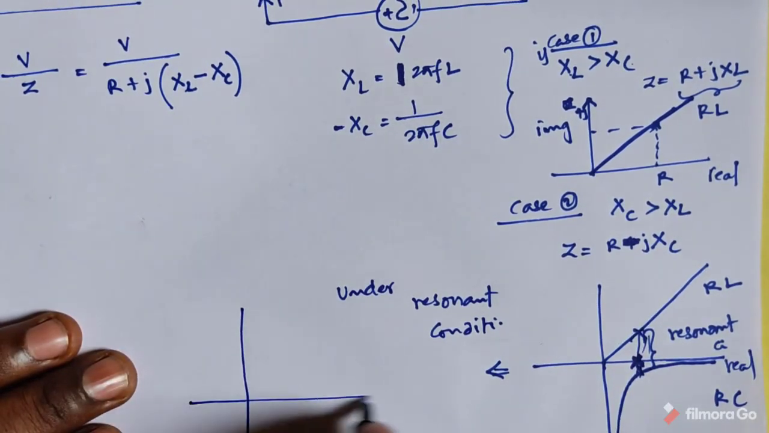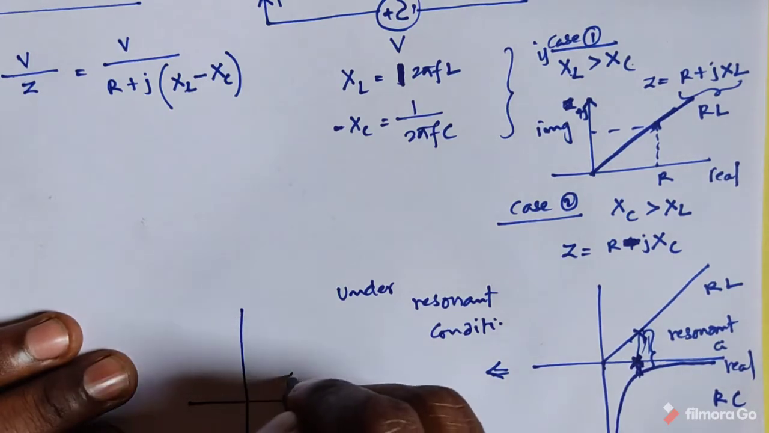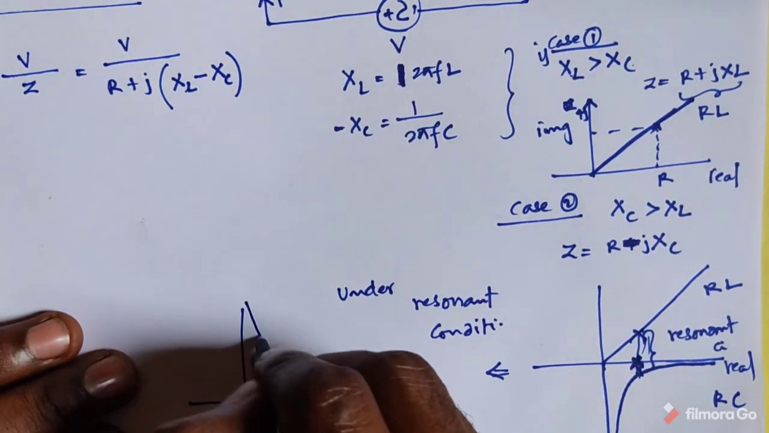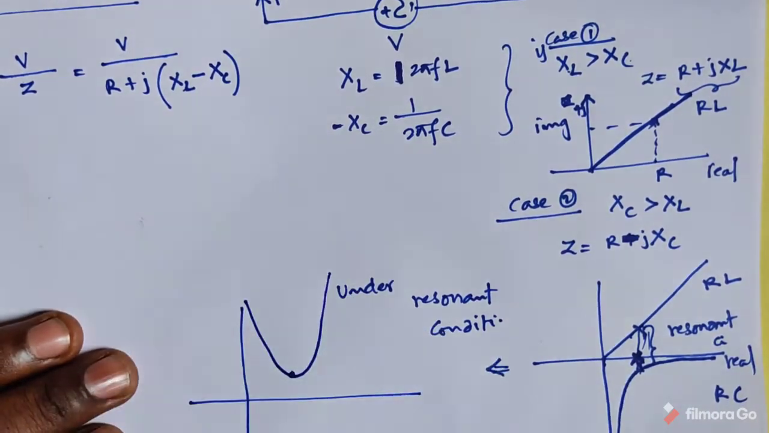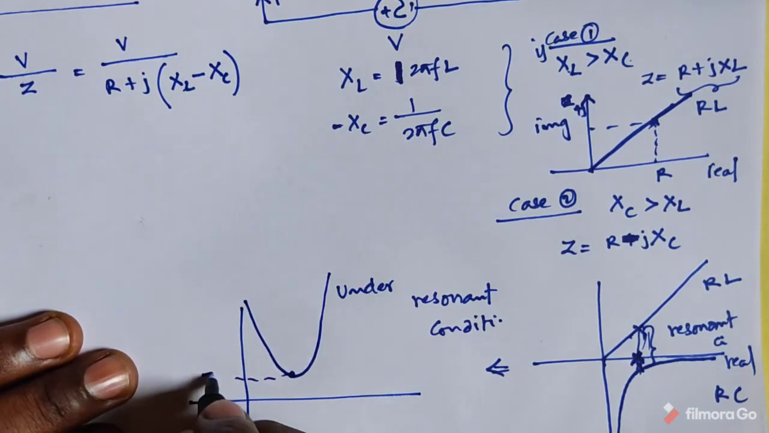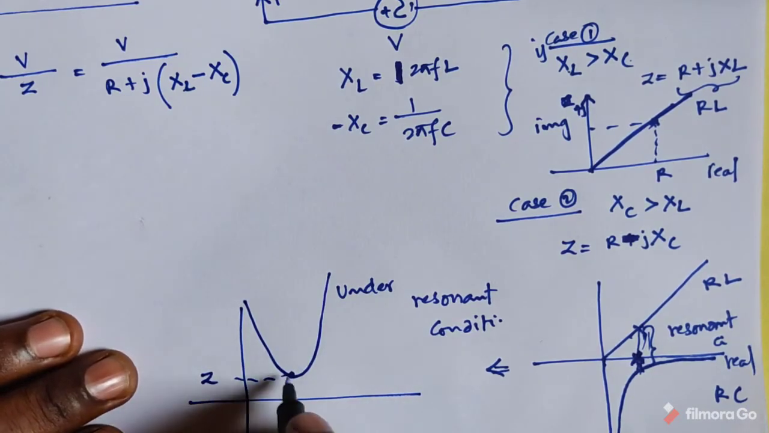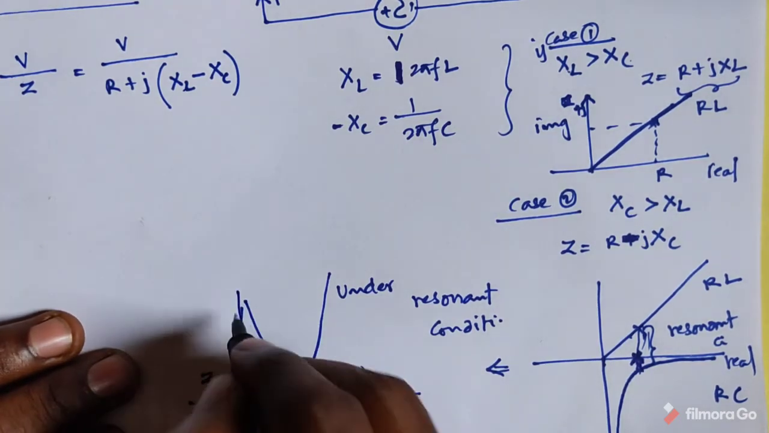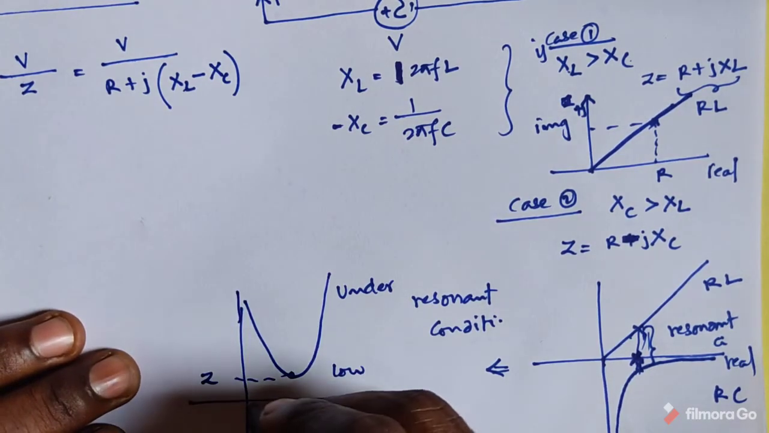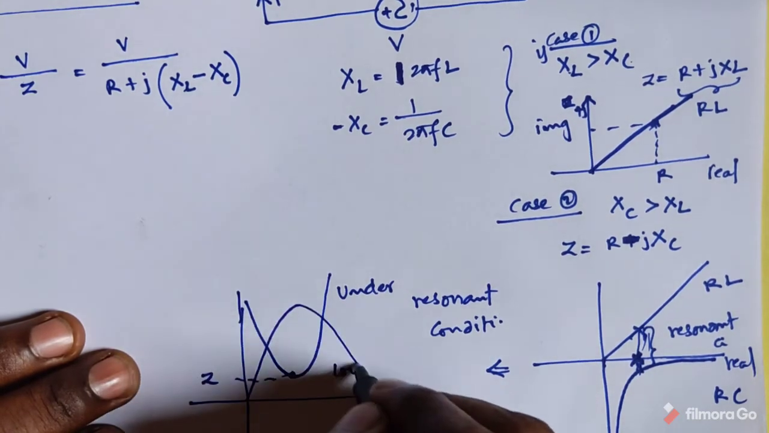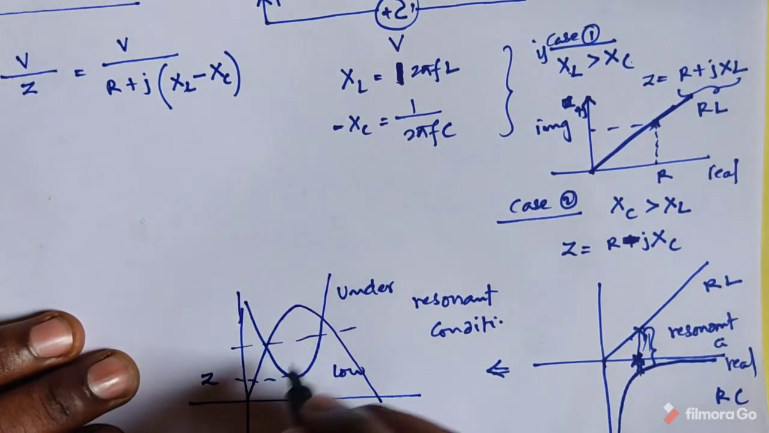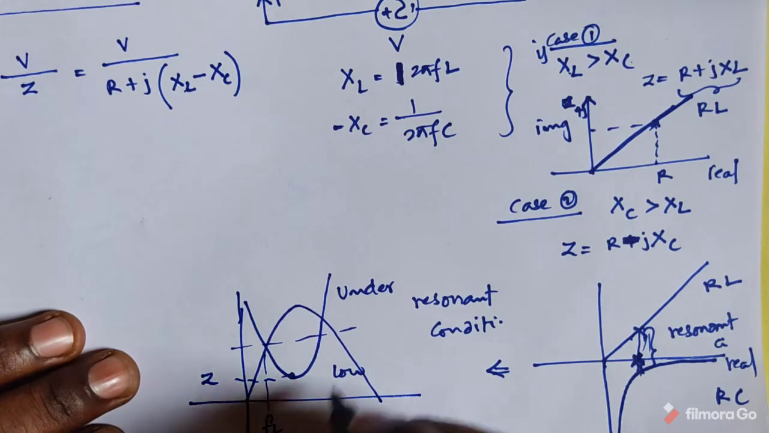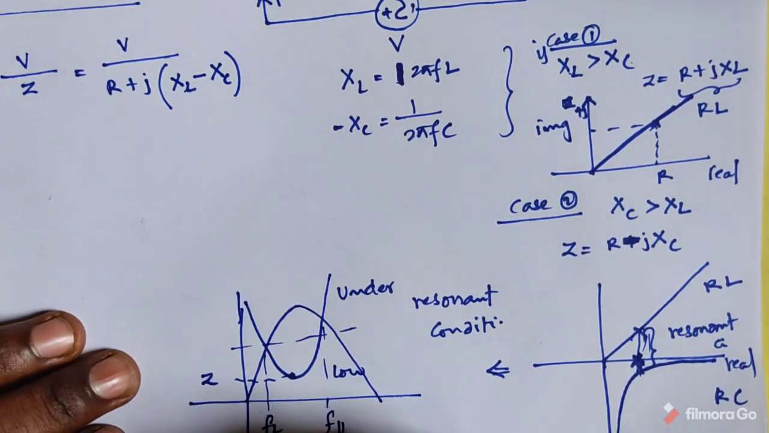So how can we define this type of expression? For this expression, initially you have low impedance, and you get this type of response. This is the actual Z, the total impedance, which is actually low impedance, and the current is maximum. If you take that RL circuit, you will get this type of shape. Based on this, you can calculate the lower cutoff frequency and higher cutoff frequency. This is the actual resonant frequency.